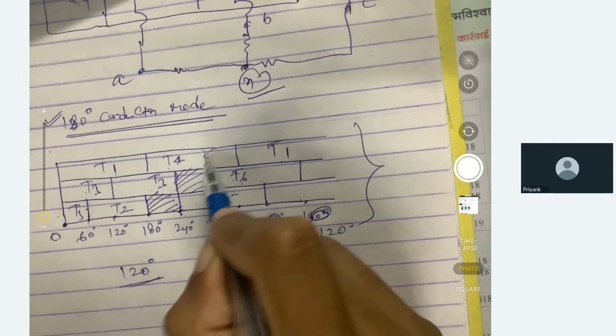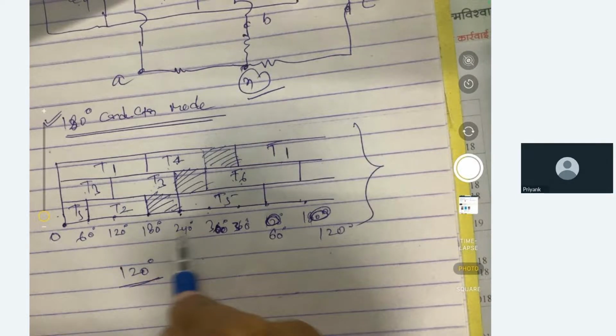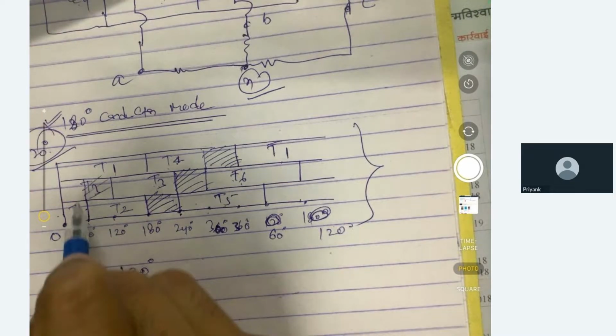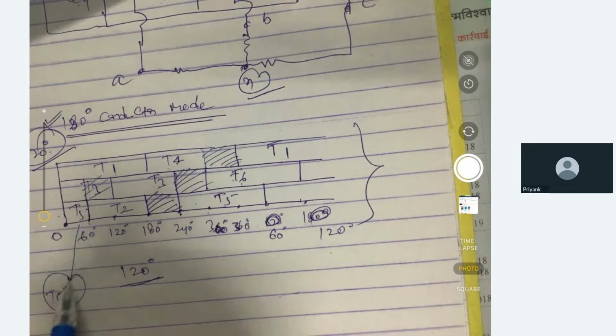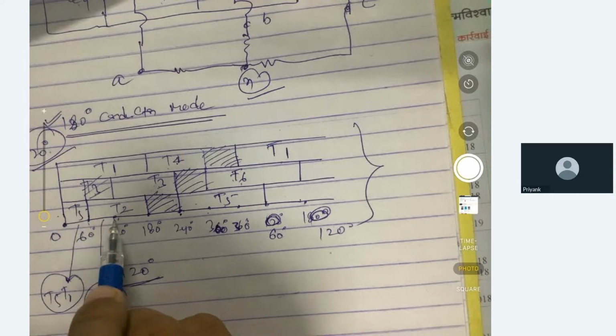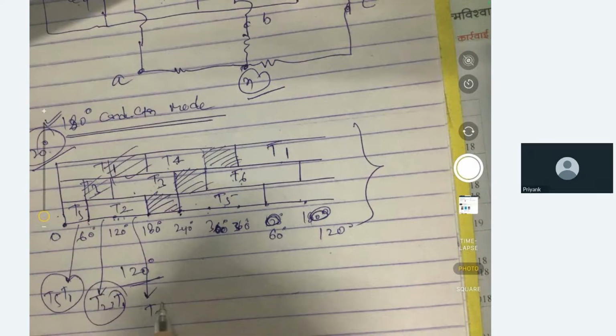Okay, so this is how it is. If we talk about 120 degree conduction mode, from 0 to 60 degree we are having only T5 and T1 in conduction. From 60 to 120 we are having only T2 and T1 in conduction. From 120 to 180, T3 and T2 are in conduction, right?